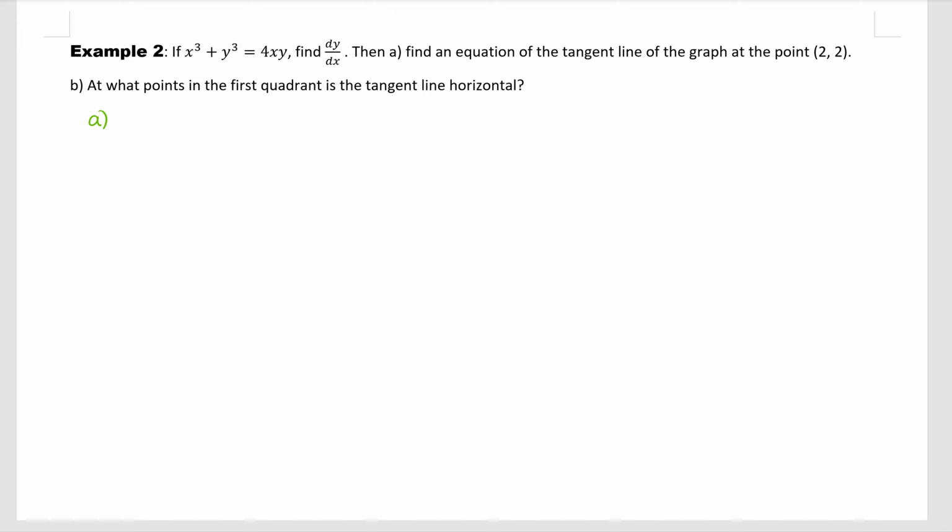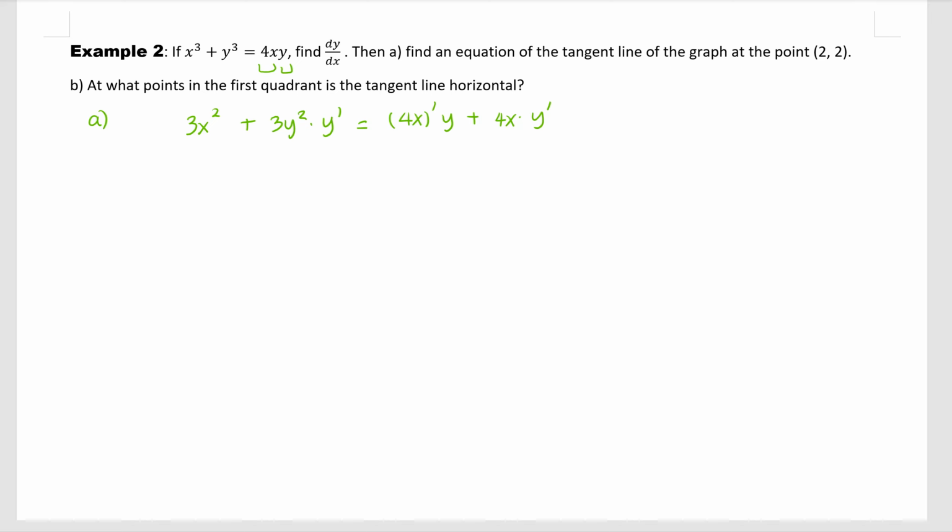So the derivative of x cubed is 3x squared. When we differentiate the x, we don't need to multiply by anything. But when you differentiate the y, the derivative of y cubed is 3y squared, and you're going to multiply by y prime. And then on the right-hand side, you have two things, x and y, and they're both functions. So you have the product rule. That is the first guy prime times second guy plus first guy times second guy prime.